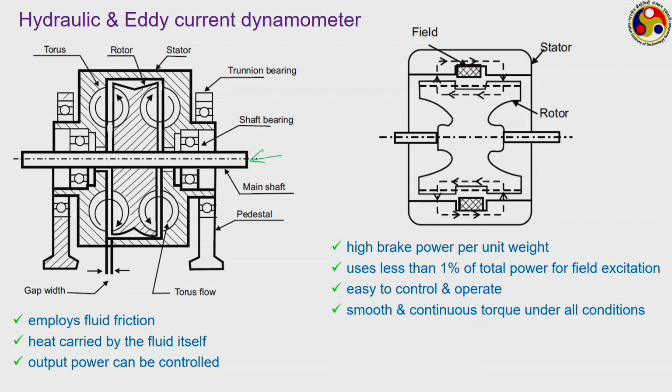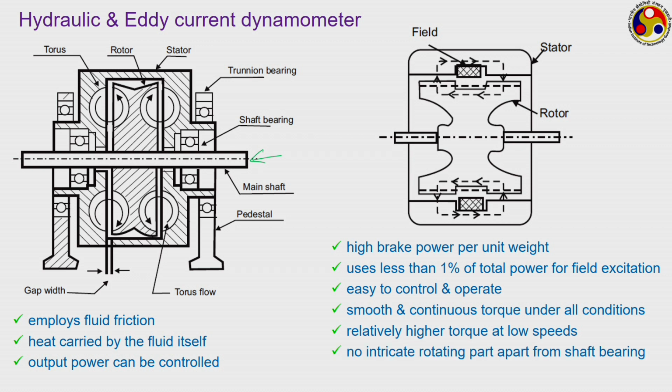They are smooth and can produce continuous torque over the entire range of operating conditions. At very low speed also they can produce relatively higher torque. There are no intricate rotating parts apart from the shaft bearing itself, and also no natural limit to size. That is another big advantage, that we can have eddy current dynamometers starting from very small to very large scales as well. So, these are some common devices for torque measurements.